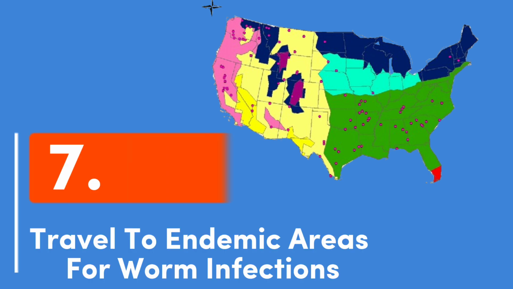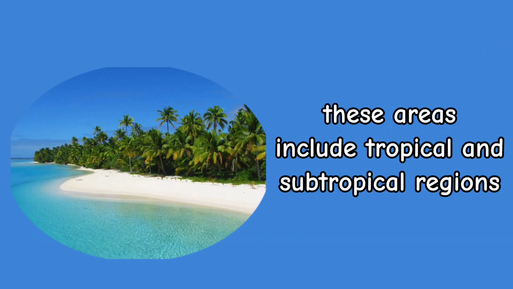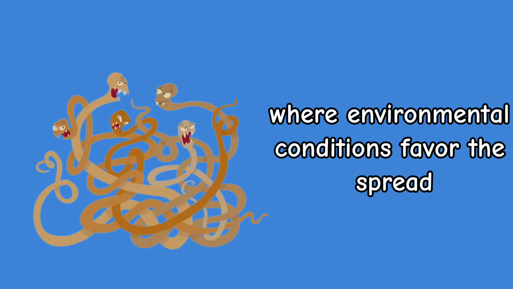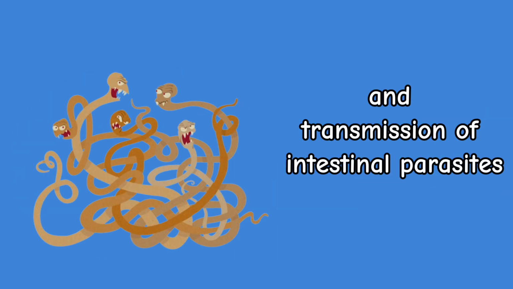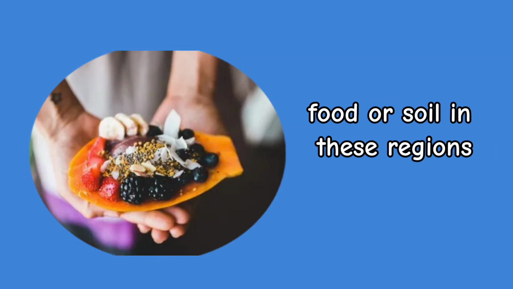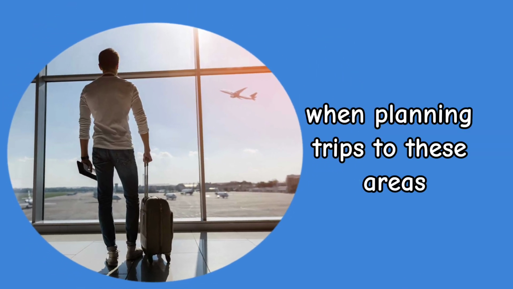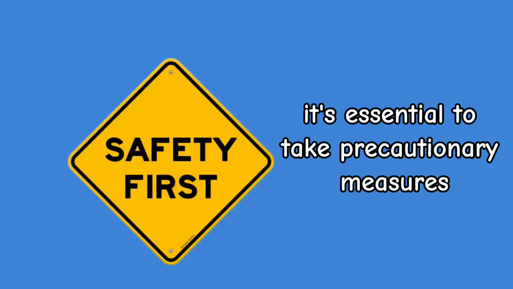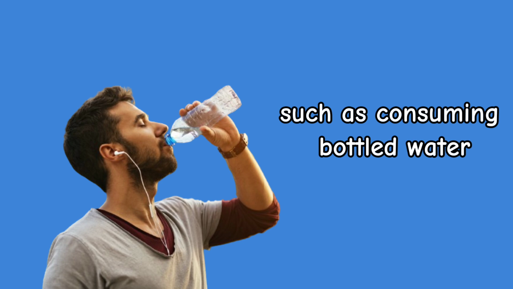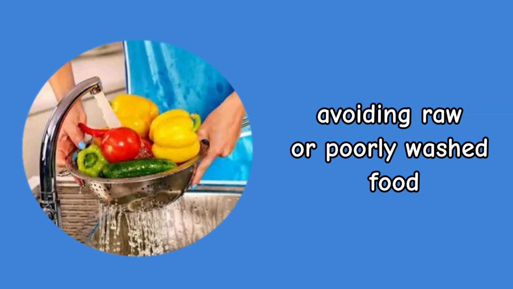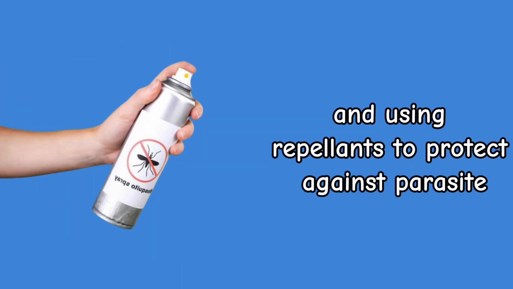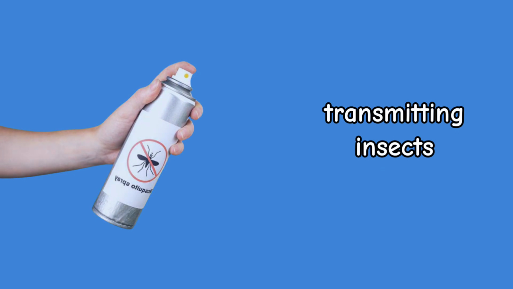7. Travel to endemic areas for worm infections. These areas include tropical and subtropical regions where environmental conditions favor the spread and transmission of intestinal parasites. Contact with contaminated water, food, or soil in these regions increases the chance of ingesting worm eggs or larvae. When planning trips to these areas, it's essential to take precautionary measures, such as consuming bottled water, avoiding raw or poorly washed food, and using repellents to protect against parasite-transmitting insects.